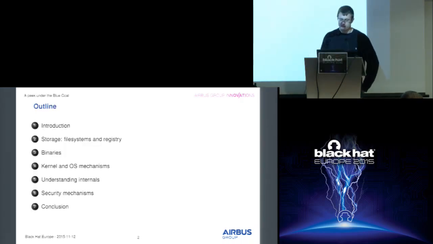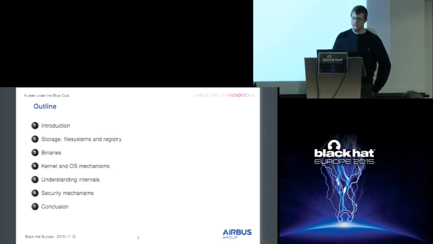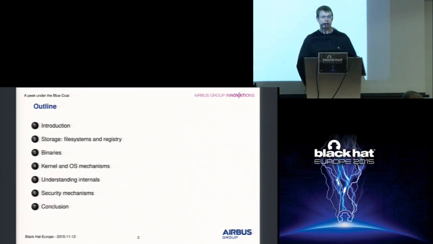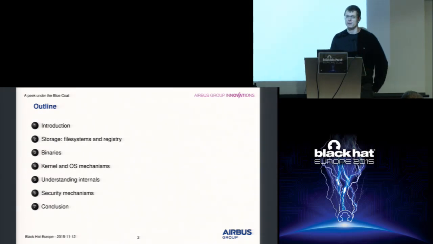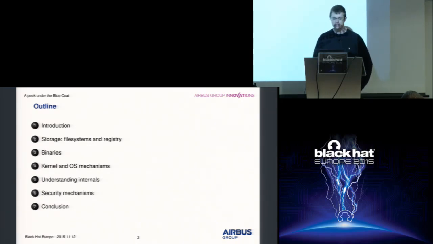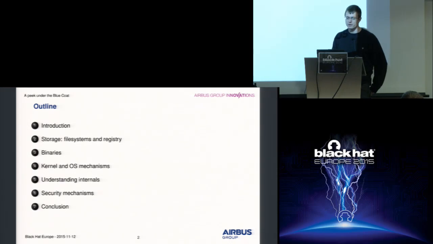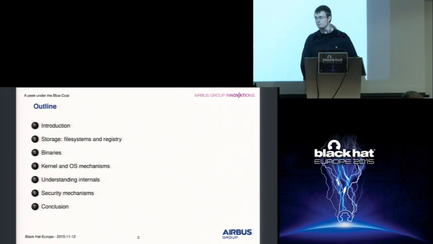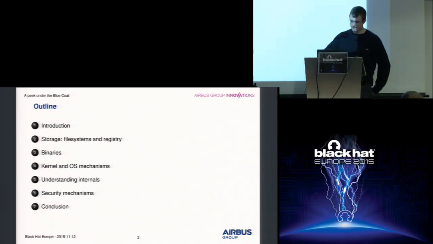The goal today is to give you an overview of the work we did reverse engineering and analyzing the Proxy SG. We're going to follow the way we actually worked on it. We will start low level with the file system, storage, and registry, and go up the layers until we reach application security. We'll look into binaries, then the kernel and OS mechanisms, then how we got into the internals, and then we'll see how the global security of the system is handled and conclude.